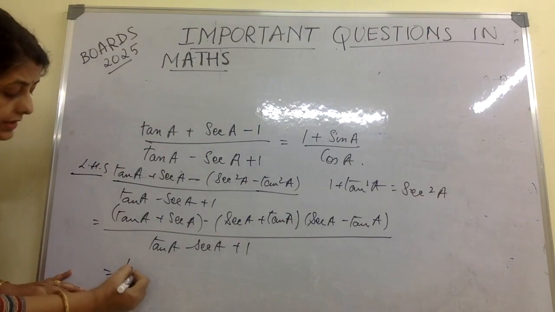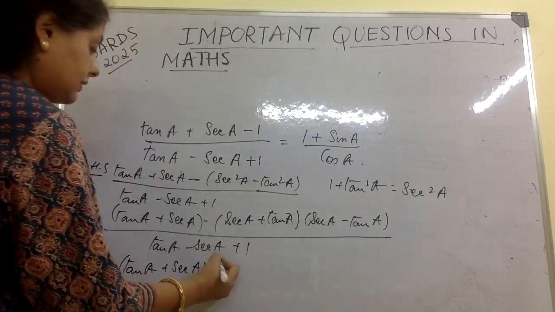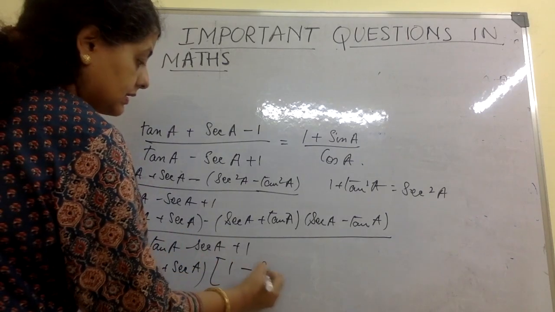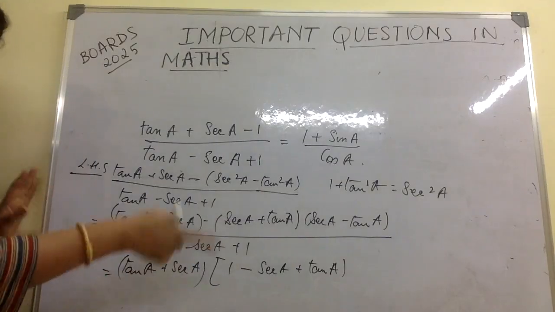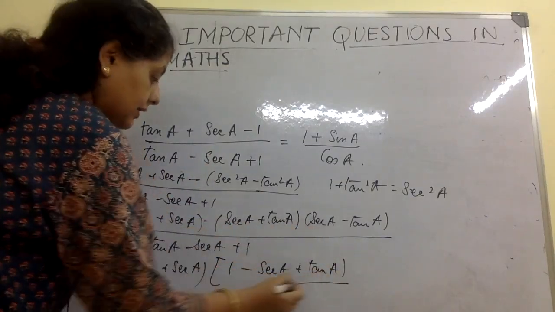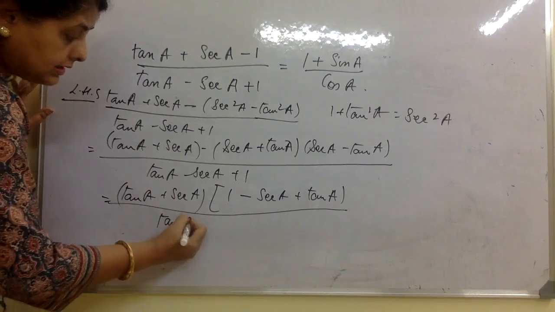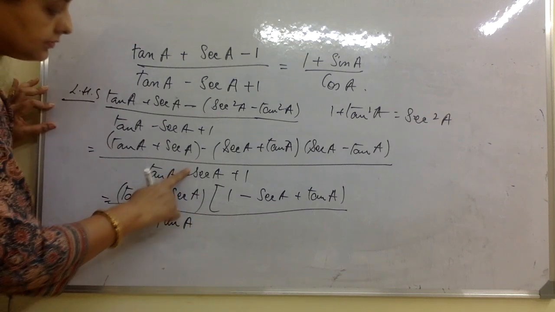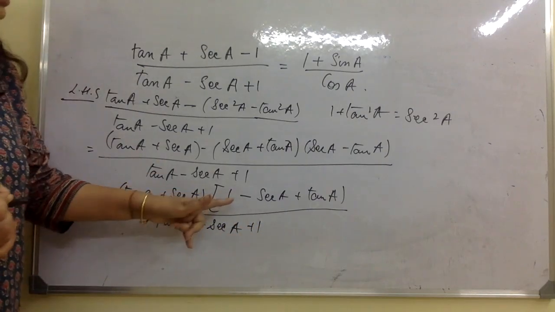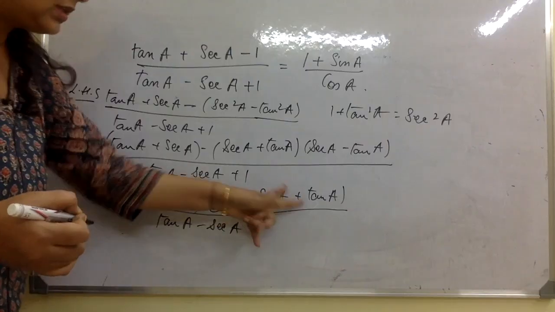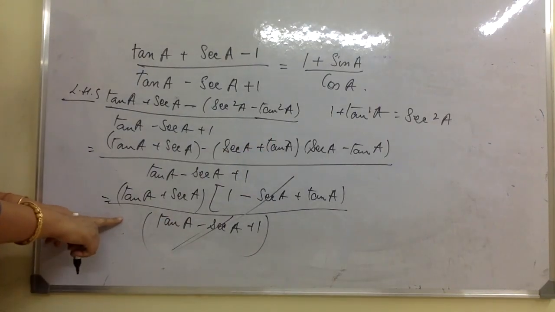Now I can see that the same thing has been repeated here and here, so I will do one factorization. Tan A plus sec A, taking it common, and then this is 1 minus sec A plus tan A. The rest of it comes inside the bracket with a change in sign. Remember this change in sign. Here tan A minus sec A plus 1. Now if you see this, plus 1 minus sec A plus tan A, check this full thing, put a bracket and cancel. What I am left with is this.